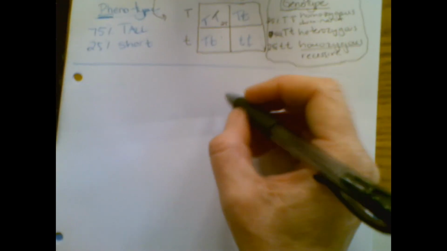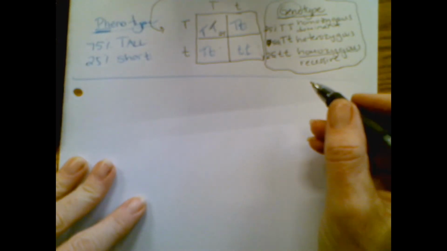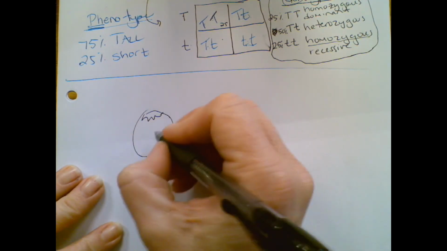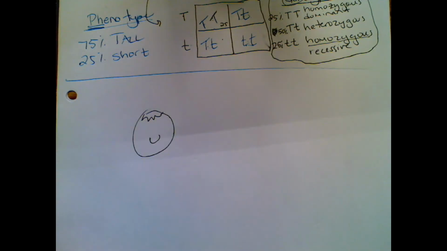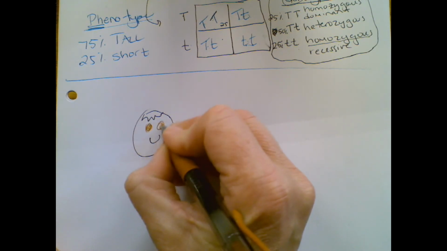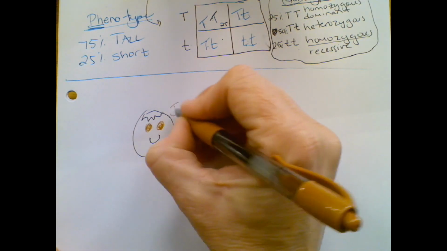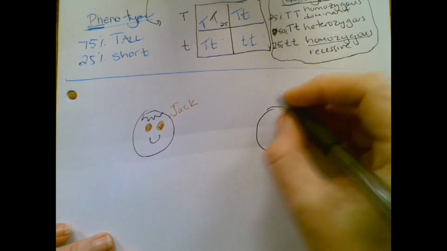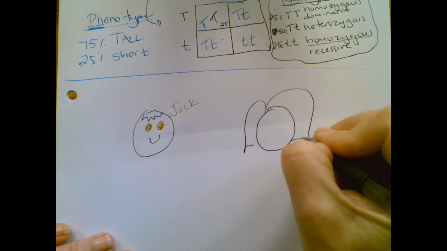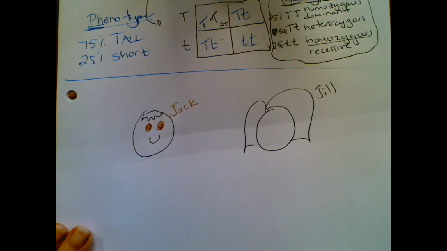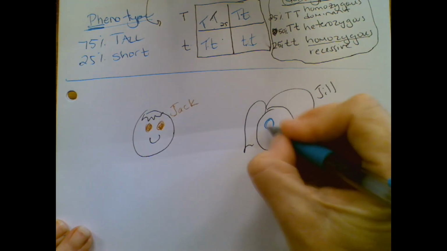You're in your geneticist's office, and a couple comes in to see you. This guy comes in that looks like a tomato. It's a person. He has brown eyes. His name's Jack. And his new wife of 3 weeks is Jill. She has blue eyes, and she's so proud of them.